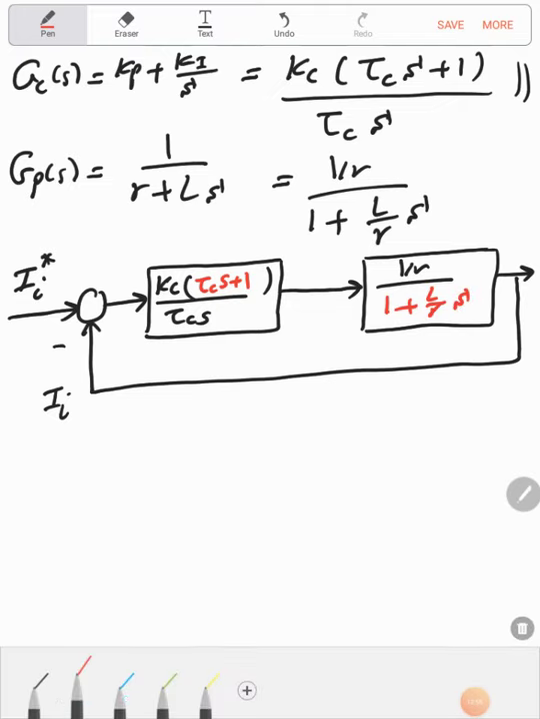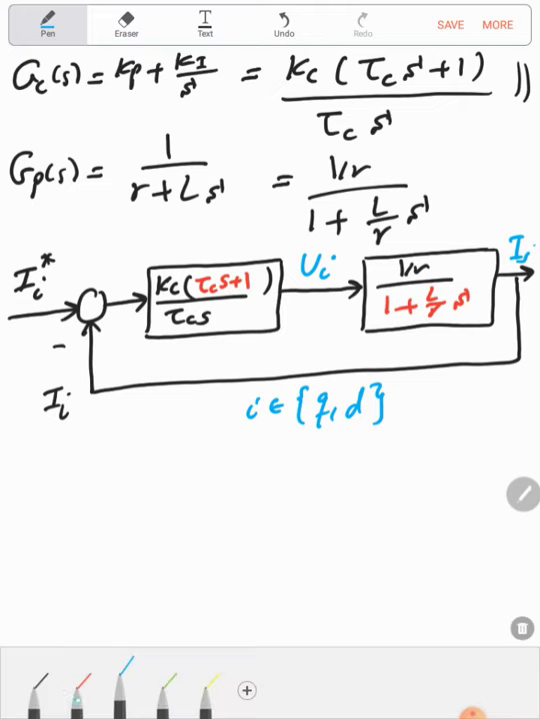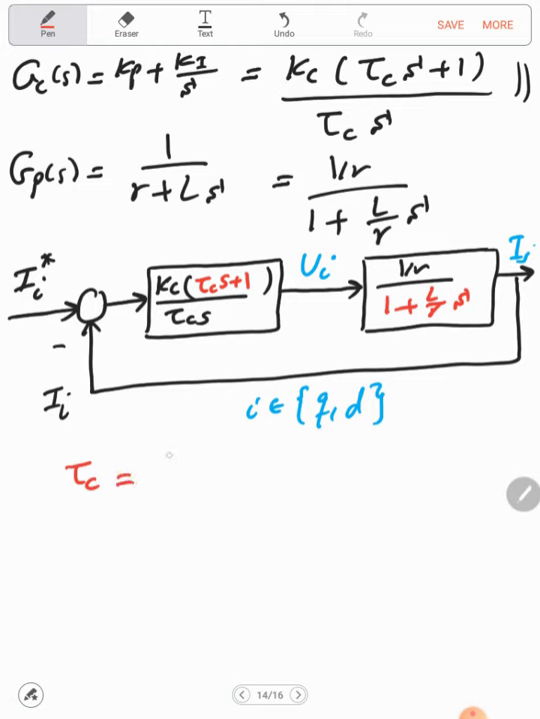And simply this is the UI and this is the II, and remember I can be Q or D, which means that this block actually is 2 blocks. Now if we design tau C, the time constant of the controller, such that tau C is equal to the time constant for the electrical part, if I'm discussing the Q, it will be LQ over RQ, and if I'm discussing the D, it will be LD over RD.